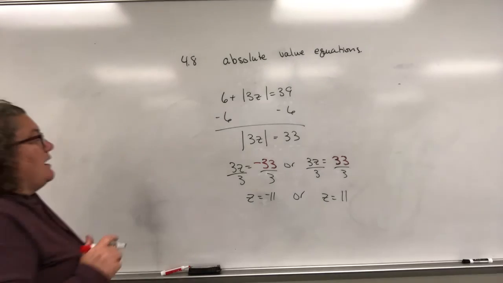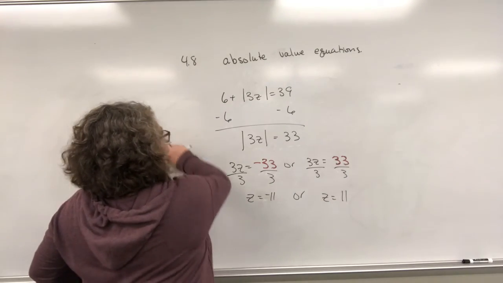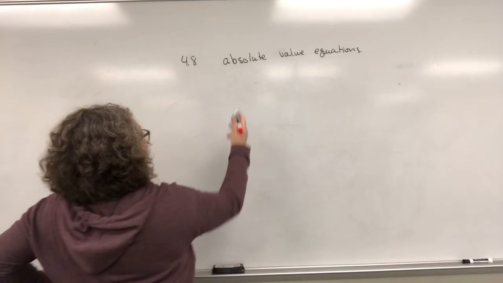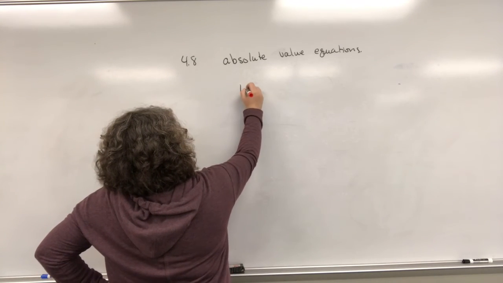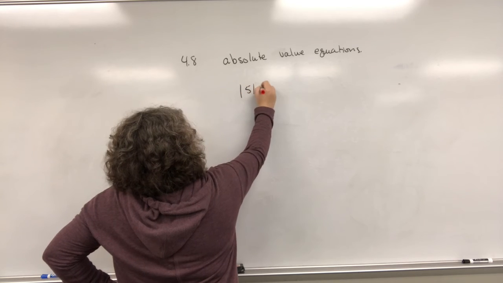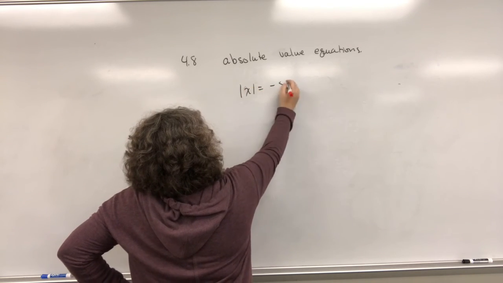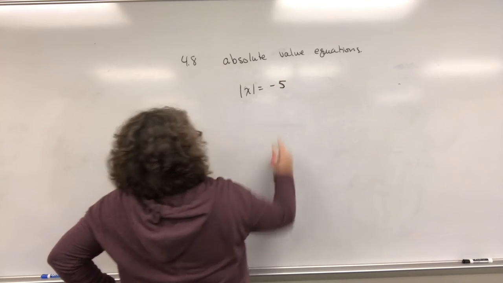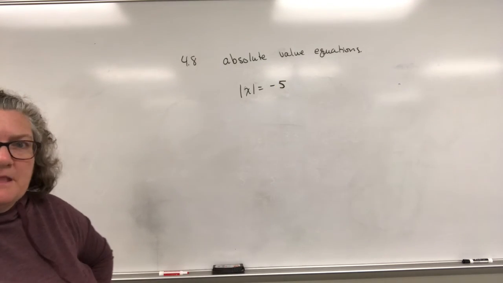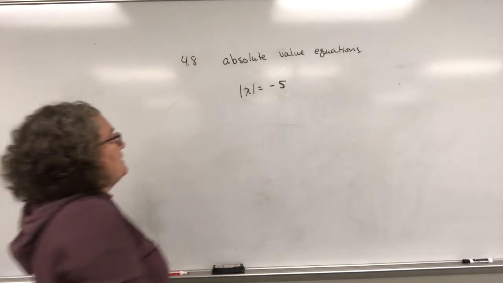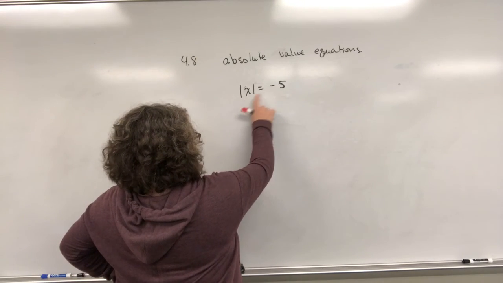Okay. One last one before I move on to chapter 5, and that would be the absolute value of x equals negative 5. Can we do this? Is there any number that has negative 5 distance? Remember that the negative tells you a direction. It does not tell you a distance. Distance is always positive. So there is no number that I can put in here and make this true.